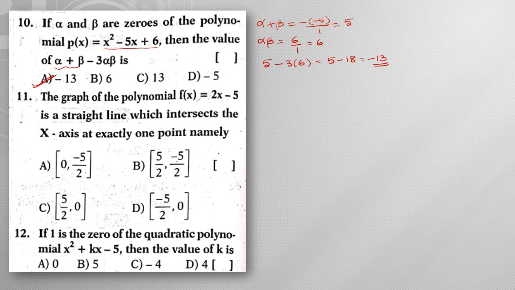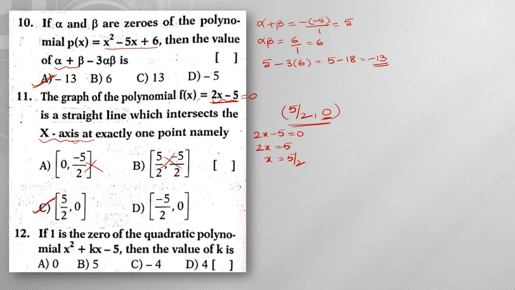Next, the graph of the polynomial 2x minus 5 is a straight line which intersects the x-axis. Whenever a point is on the x-axis, its y coordinate will be 0. So from this we can eliminate these two options. Next, to find the point where it meets the x-axis, simply make it equal to 0. Then 2x minus 5 is equal to 0, so 2x is equal to 5, and x is equal to 5 by 2. So the x coordinate is 5 by 2, hence the point is 5 by 2 comma 0.